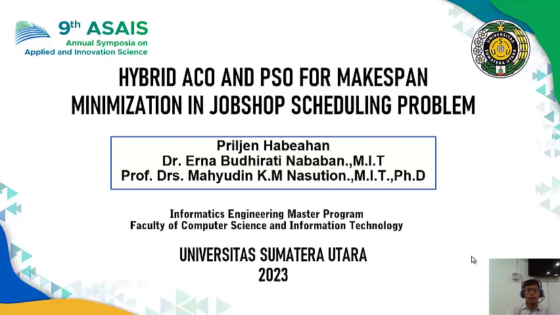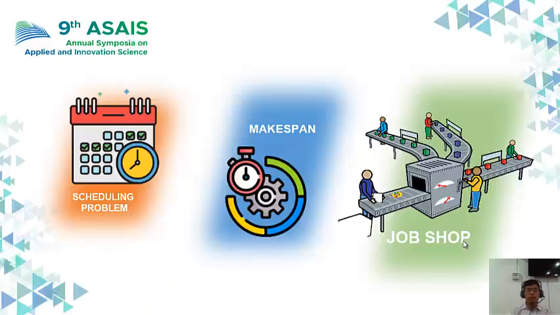My name is Prejan Hadiahan. I am a master student in Informatics Engineering, Universitas Sumatera Utara. What I am talking about here is my research, entitled Hybrid Ant Colony Optimization and Particle Swarm Optimization for makespan minimization in job shop scheduling problem.